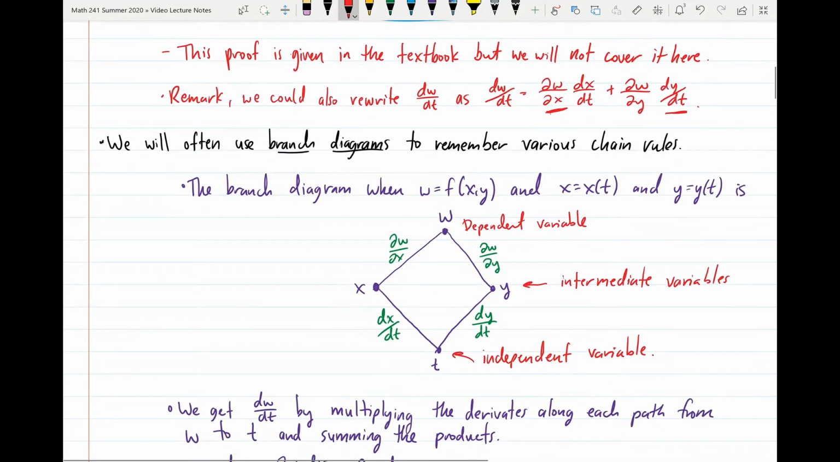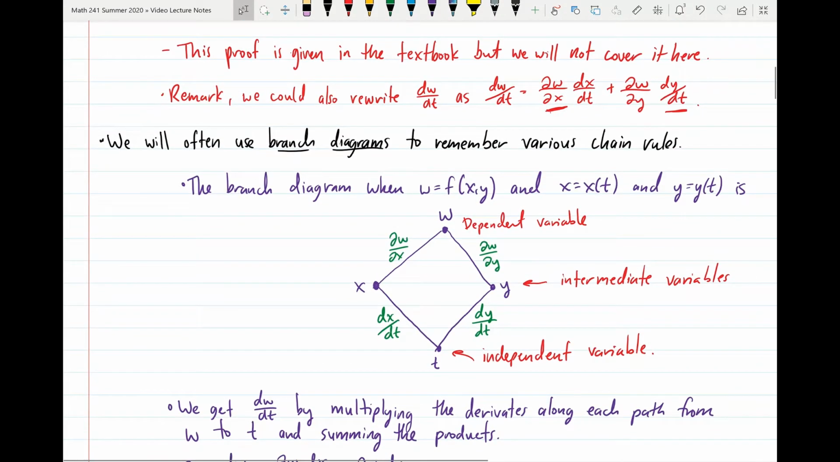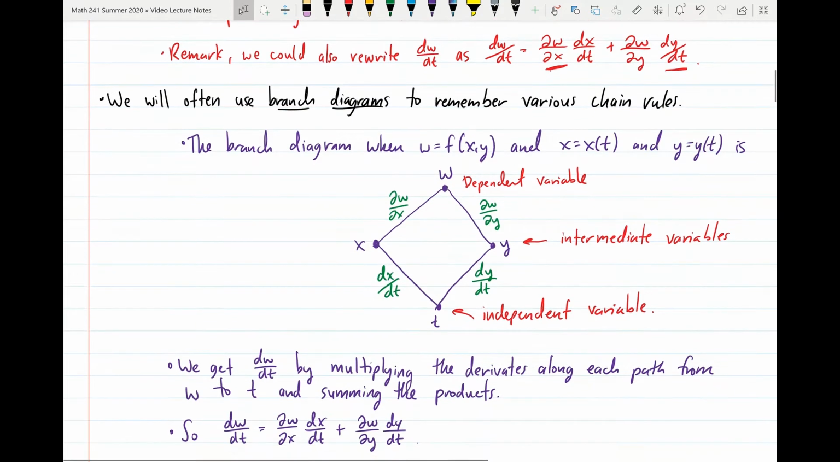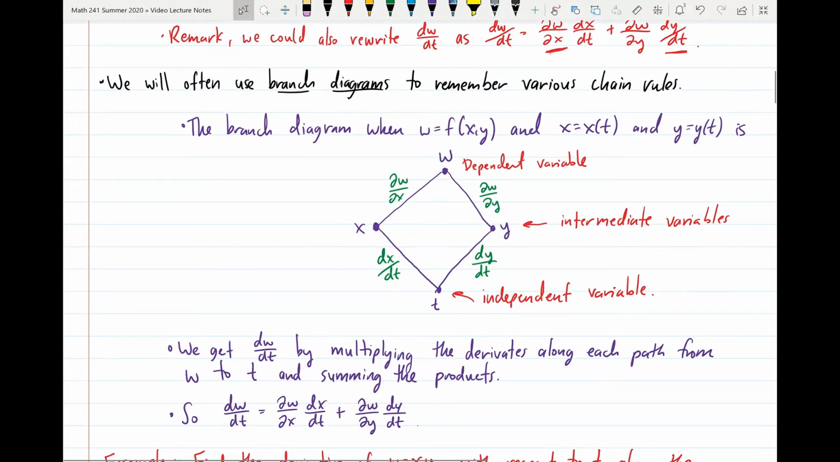So we will often use what are called branch diagrams to remember our various chain rules. We're going to be going through a bunch of different chain rules in this video, depending on the type of function that we're working with, how many variables the function is in, and how we're going to express those variables as functions of other variables as well. And it's going to change what the chain rule looks like. So these branch diagrams are a way to remember what the chain rules are going to be and hopefully develop them when we don't know.